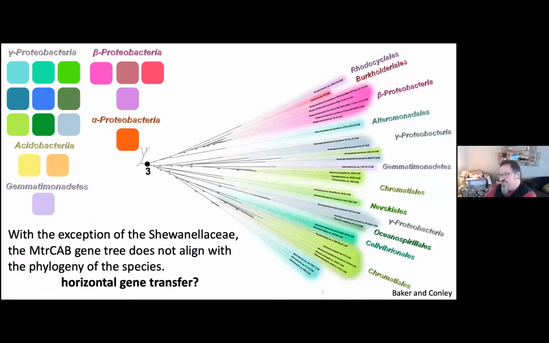Okay, so let's zoom in on this third clade. And the reason I wanted to show this one in particular is that there's some funny things going on here.